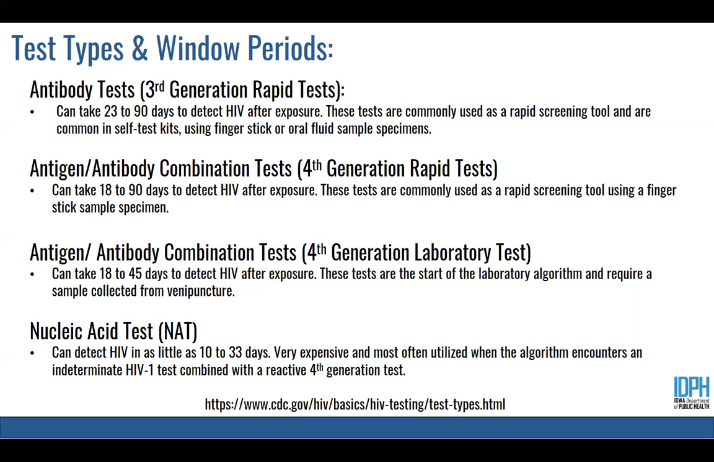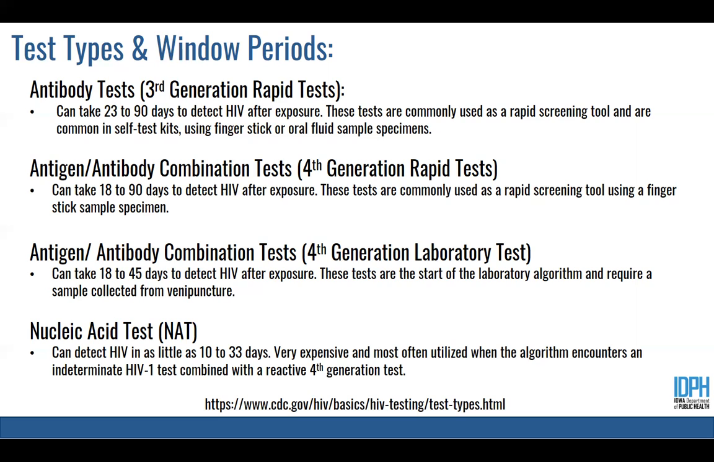And then the last type of test we want to discuss today is the nucleic acid test or the NAT test. And this can detect HIV in as little as 10 to 33 days. However, it's incredibly expensive, so it's most often reserved to be utilized when the algorithm encounters an indeterminate HIV-1 test combined with a reactive fourth generation test.